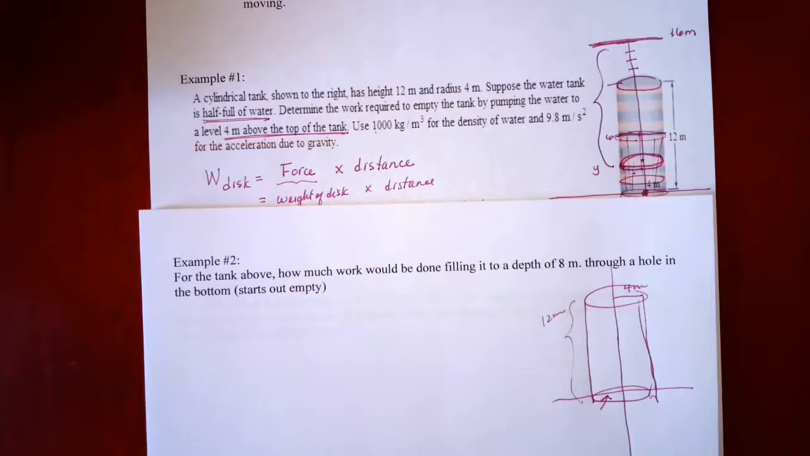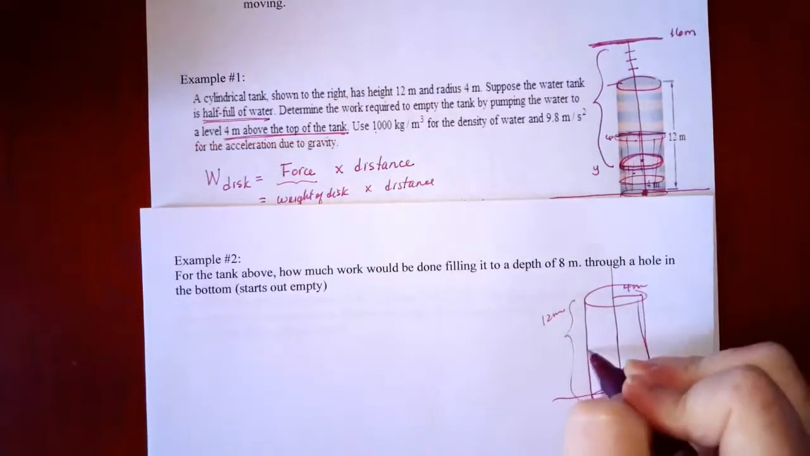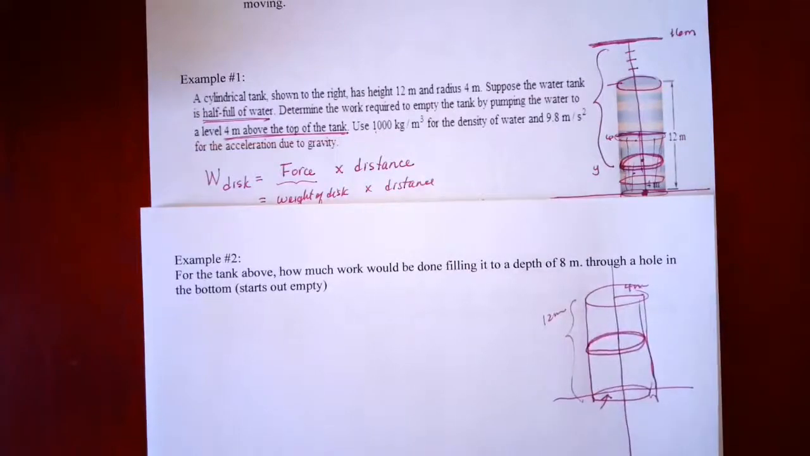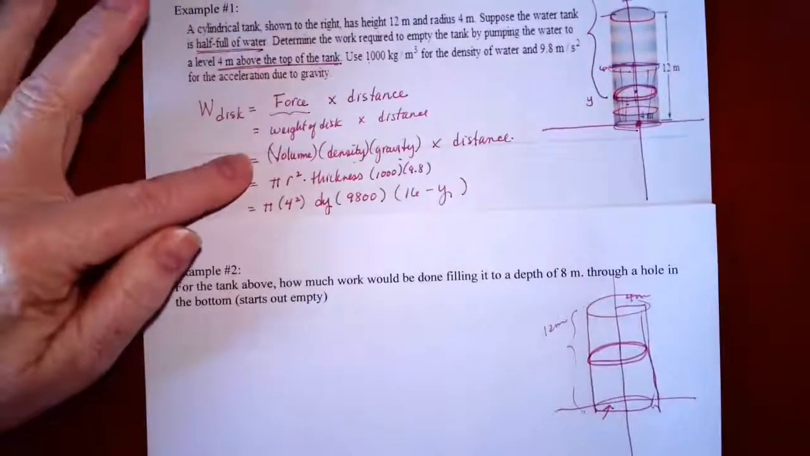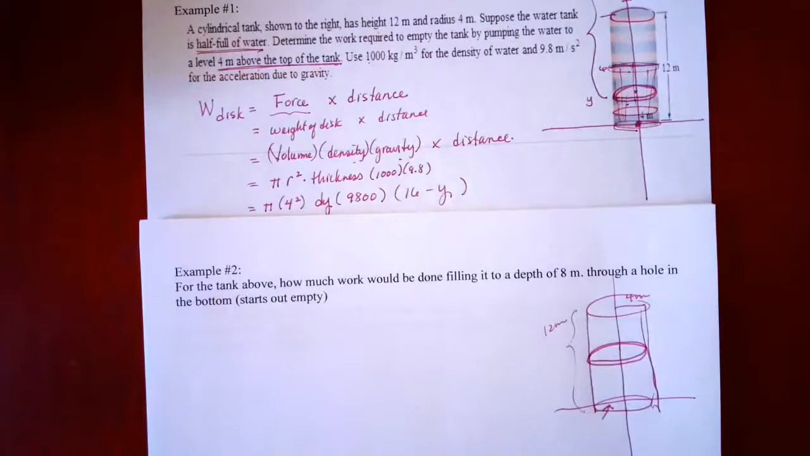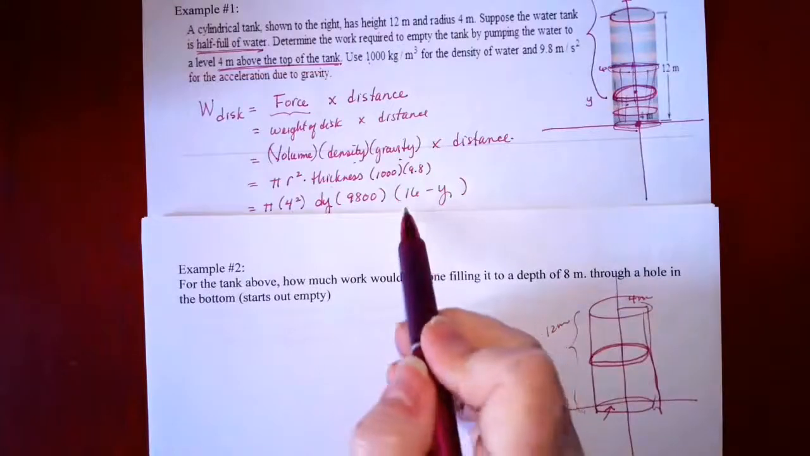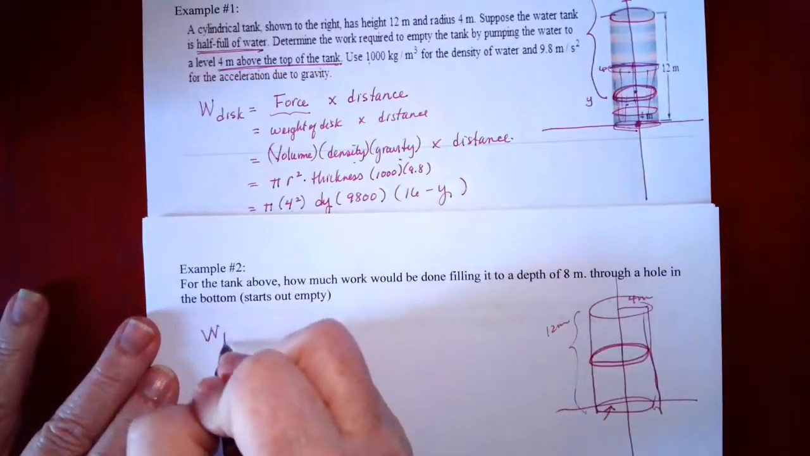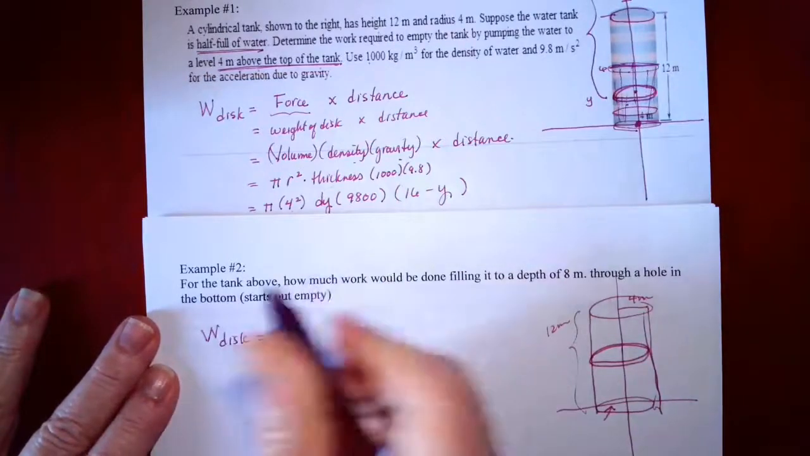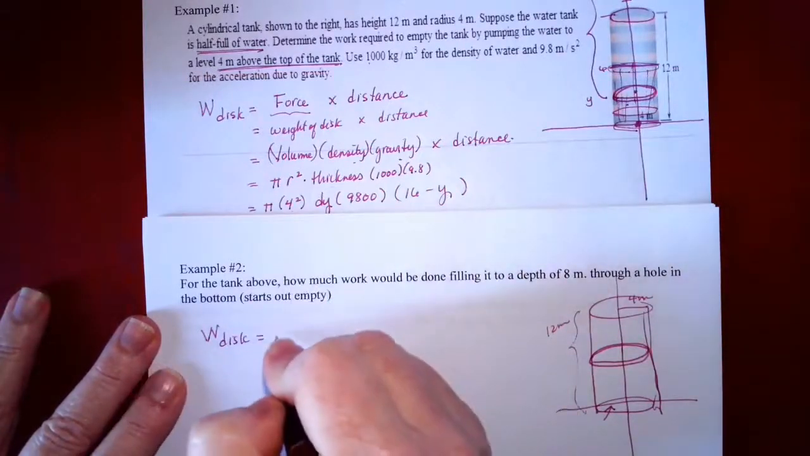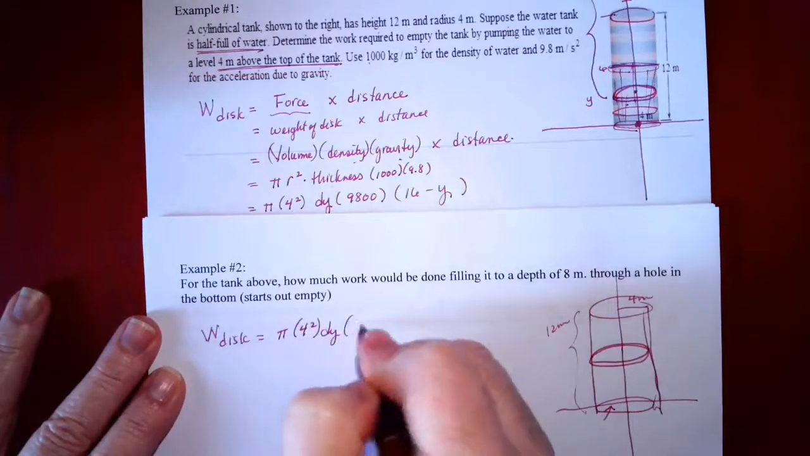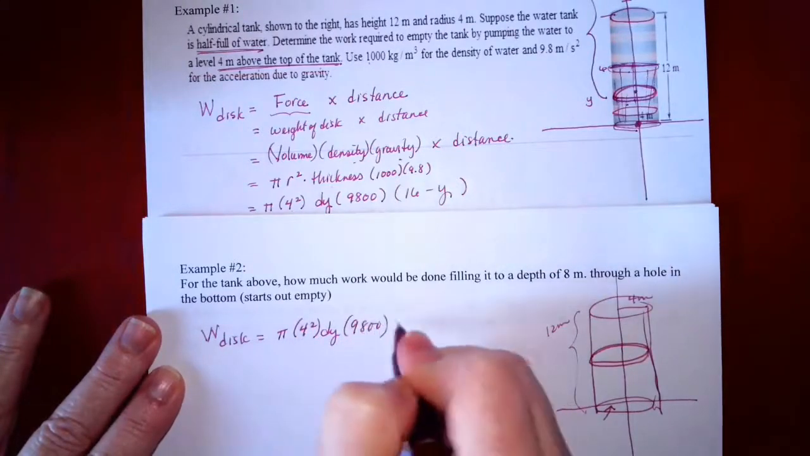What's going to be different? Are my little cross sections of water different? Are they all the exact same size that they were over here? Yeah, they're the same size. What's going to be different is the distance that they have to travel. So our work to lift one little disc, I've got the same discs, so I still have pi times the radius squared times the thickness times density times gravity.